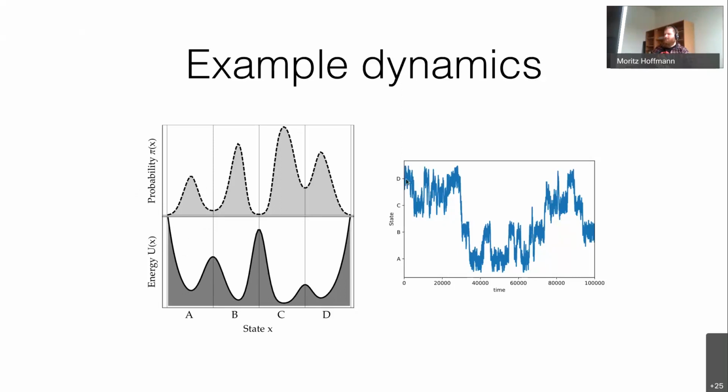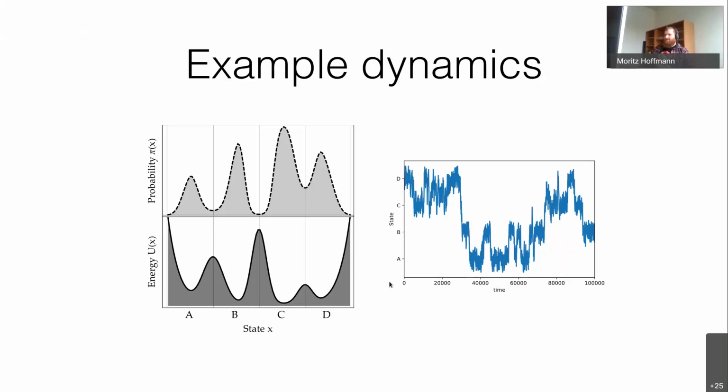So such a trajectory might look like on the right-hand side, where you first stay for a while in state D on the right-hand side here, and then go to C, and then we fluctuate between D and C a little bit. And then eventually, in a rare jump event, we go to state B, and then fluctuate between B and A.